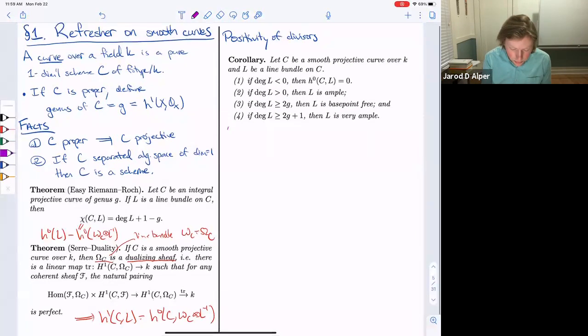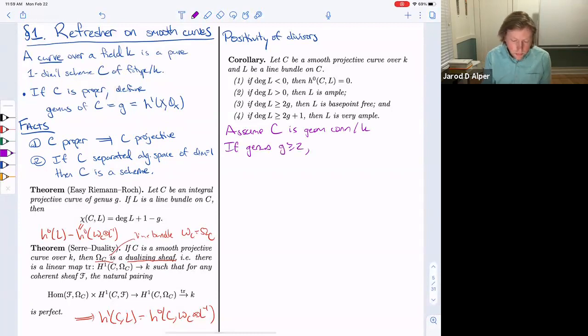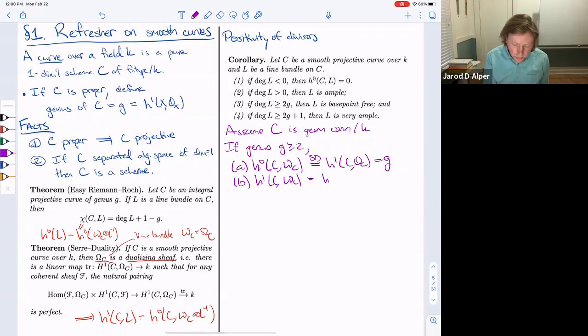So let's just assume C is geometrically connected over K. And then if the genus is at least 2, we can use Serre duality and Riemann-Roch to calculate the global sections. The global sections of omega C, the dualizing sheaf or the sheaf of differentials, by Serre duality is H1 of C of OC, which was by definition the genus. And similarly, H1 of omega C is identified with H0 of C of OC, and because C is connected, that's just 1.